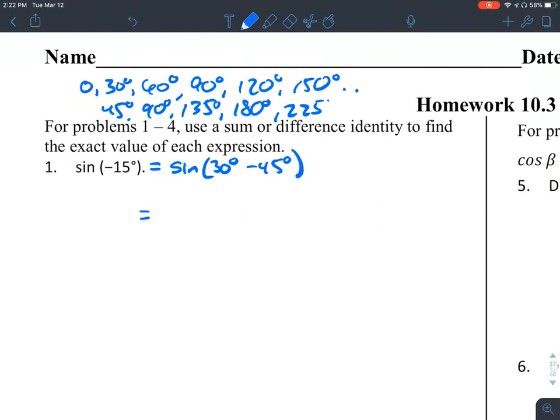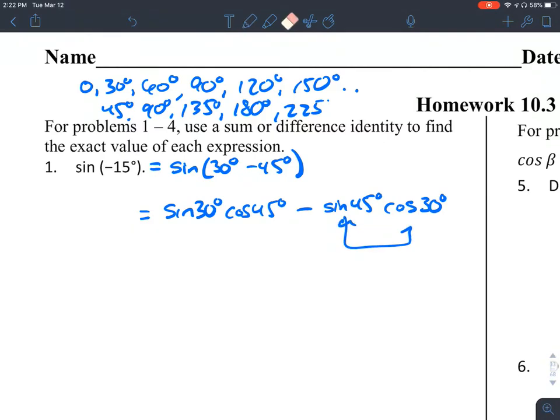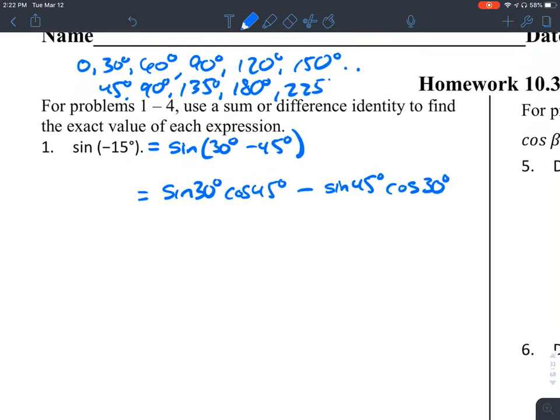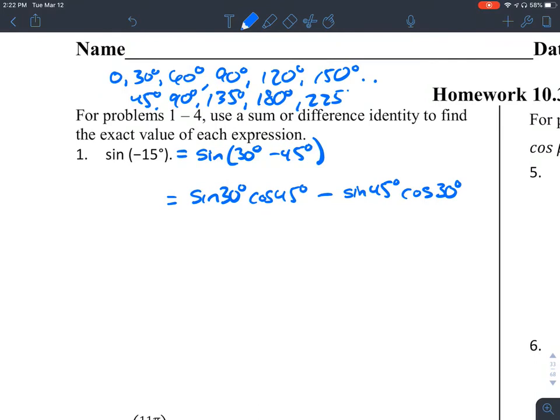According to the difference identity for sine, this is going to be sine of the first angle times cosine of the second angle, subtract sine of the second angle times cosine of the first angle. And the order of these two doesn't matter. Some people like to put the cosine first and the sine second. Doesn't make a difference. Well, what is sine of 30?